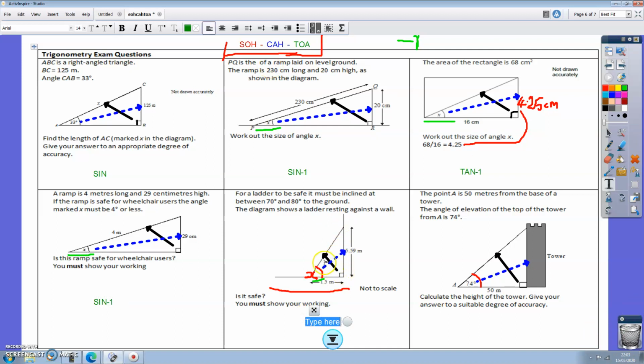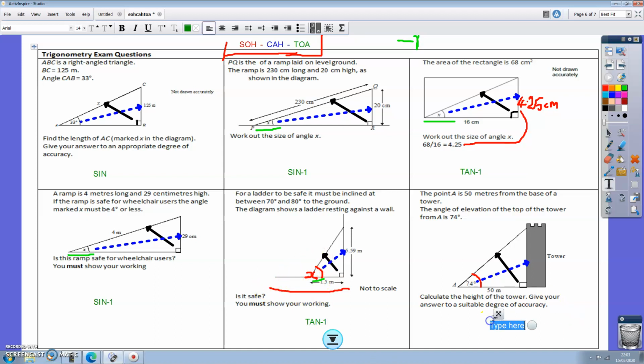This one here, I've got the opposite and the hypotenuse. Do I know the hypotenuse? No, I don't. Sorry, I've got the opposite and the adjacent. So the opposite and the adjacent is going to be tan. So this one is going to be tan -1 because I'm finding the angle.